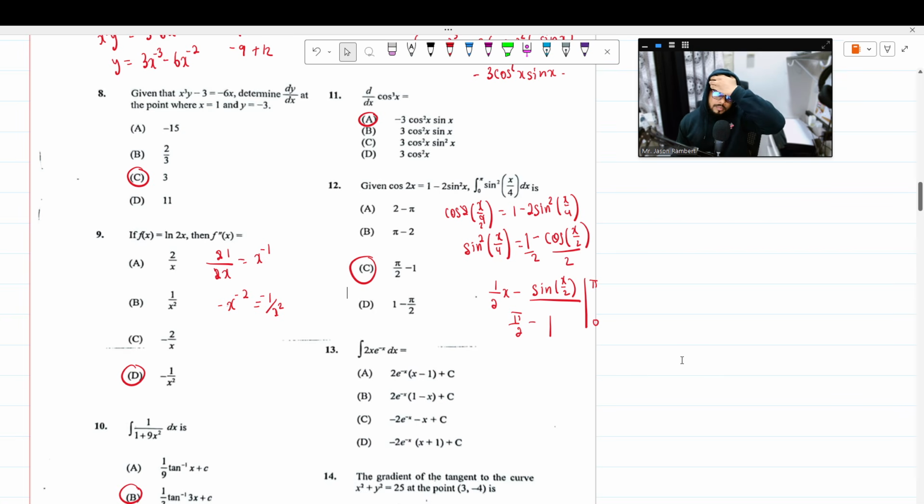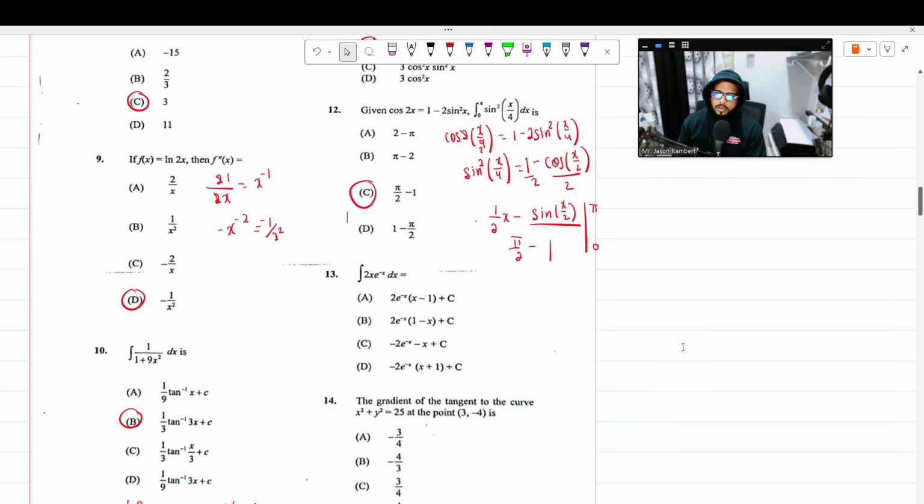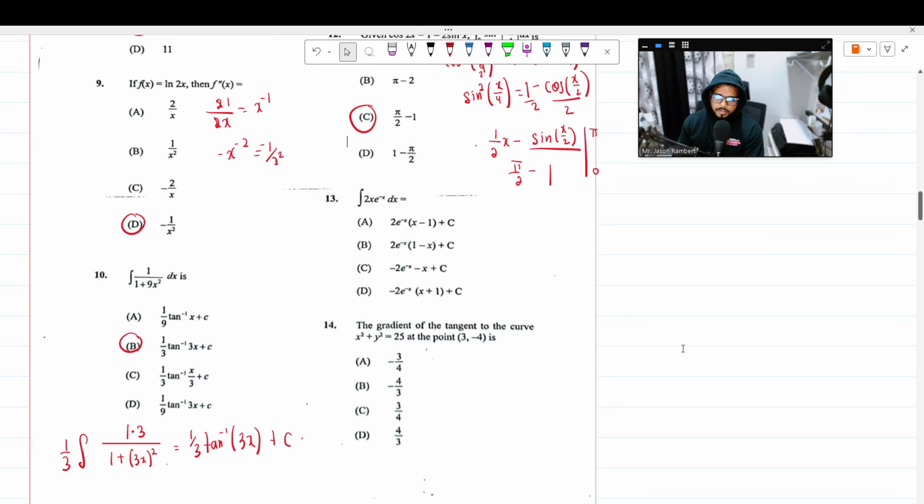So hopefully this one comes exactly like this. Just make sure it's sine squared x on 4 and not cos squared x on 4. And the limits are the same. You get your answer. This again is a repeat question. If I'm not mistaken, this is going to be minus 2e to the minus x into x plus 1.